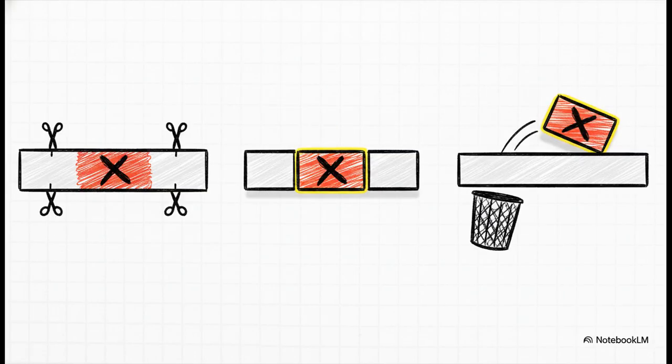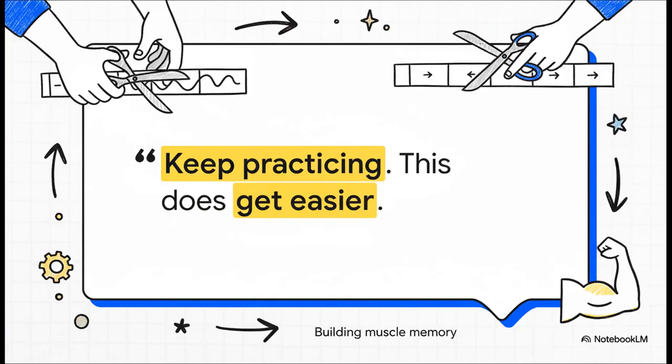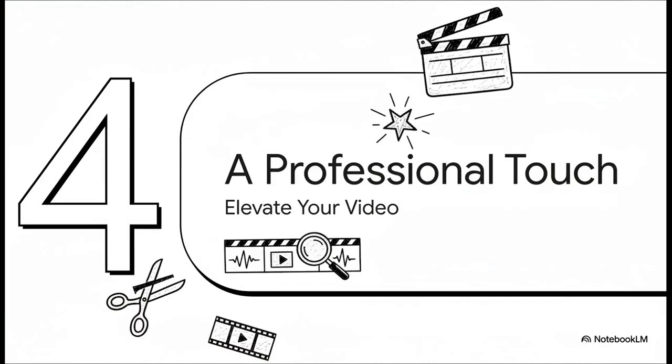And this is where the real magic happens, when you combine those skills. Say you stumbled over a word in the middle of a sentence. No problem. You just split right before the mistake, and then split again right after it. This isolates that little bad take into its own clip, which you can then just select and delete. Gone. And hey, don't worry if this feels a little clumsy at first. Trust me, every single editor on the planet has been there. It's all about building that muscle memory, and with just a little practice, trimming and splitting will become completely second nature, I promise.